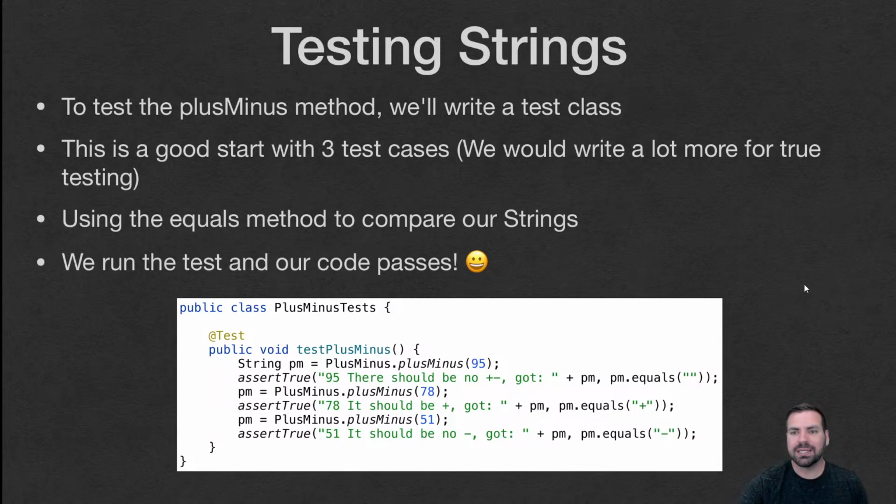So this code passes. We run this test case. The code passes. And we're like, oh, cool. Three test cases. We passed them all. Feeling good, right? But this is where we would want a lot more testing. I'm not going to show a full test suite with all the different test cases that we could give this.